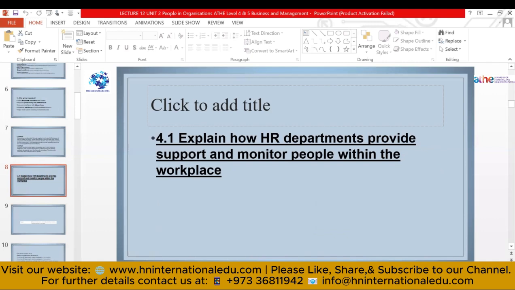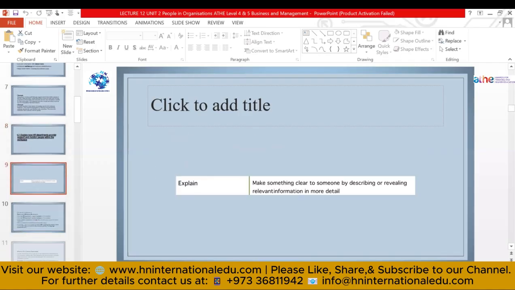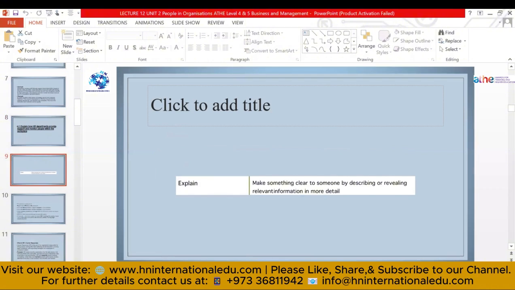Yes. Okay. It says: explain how the human resource departments provide support and monitor people within the workplace. We did talk about supporting and monitoring people from the organization. Now, crucially, we are going to focus on the human resource department, how they help support people, that is employees, in supporting and monitoring. The command verb here is explain. It means make something clear to someone by describing or revealing relevant information in more detail.